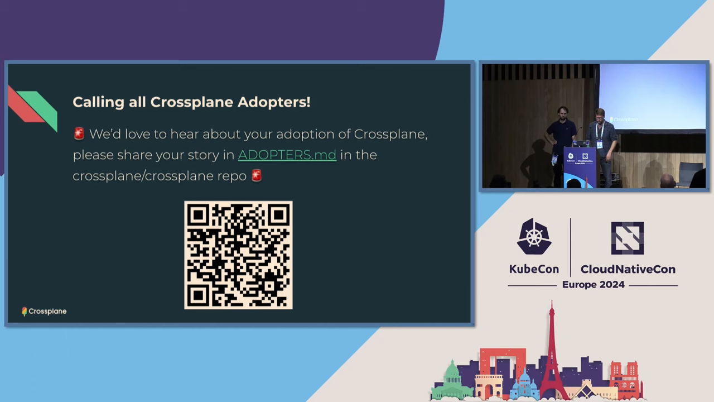50 seconds. Anybody else? Thanks for the talk, by the way. A quick question: you mentioned that there's a Crossplane controller for every AWS resource. So if I use the AWS provider, do I have to install hundreds of controllers, or is it just on demand?